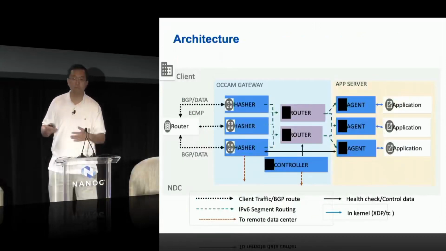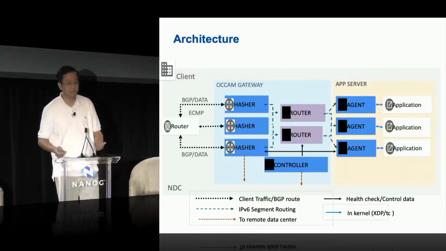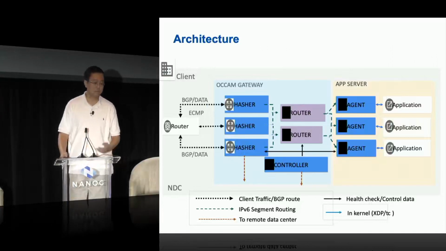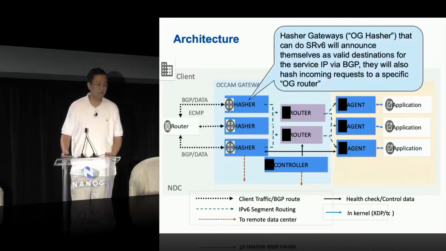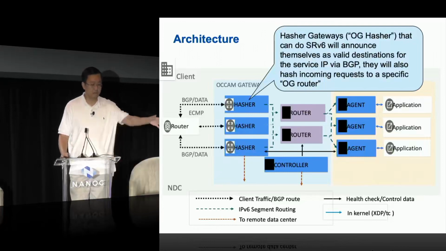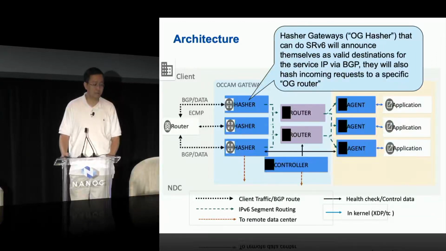Now, when we put all the pieces together, this is how it would look. Say in a data center, this is how things could be. We have a bunch of hasher gateway nodes. These will be peering, like BGP peering, with a local router. They announce themselves as the destination for the Anycast IP address.